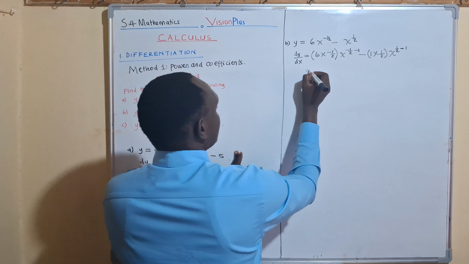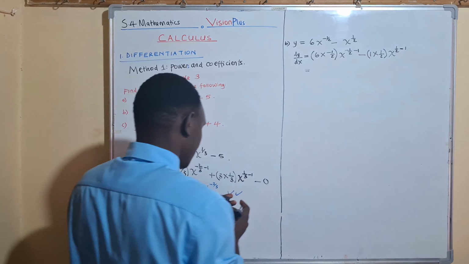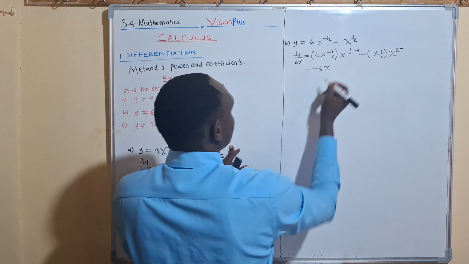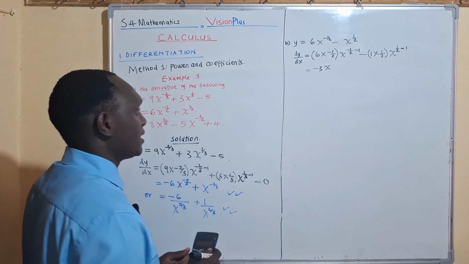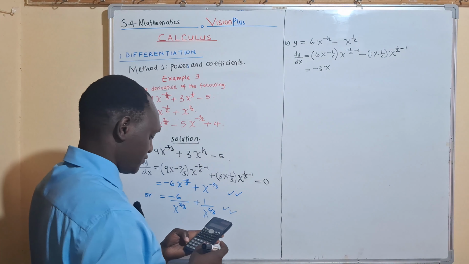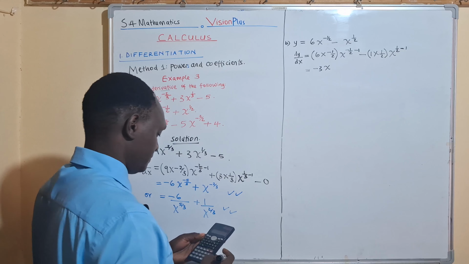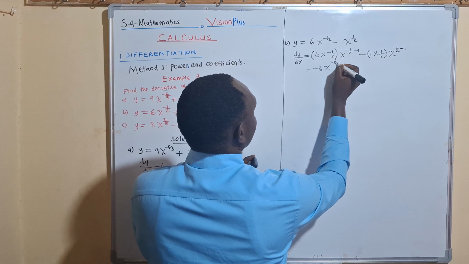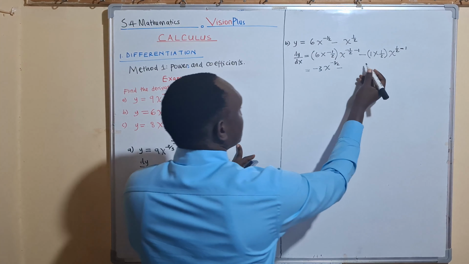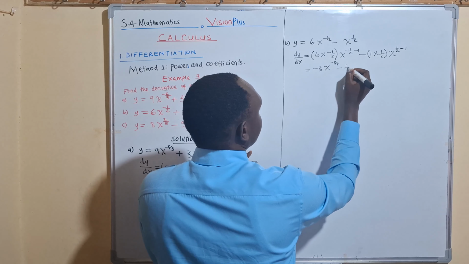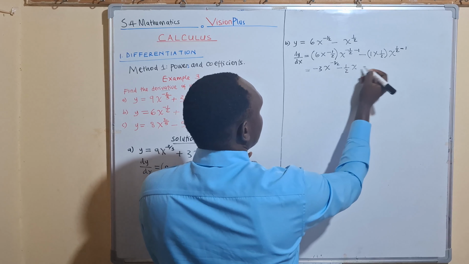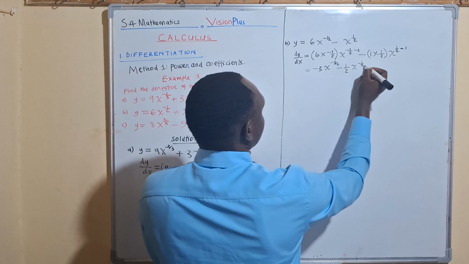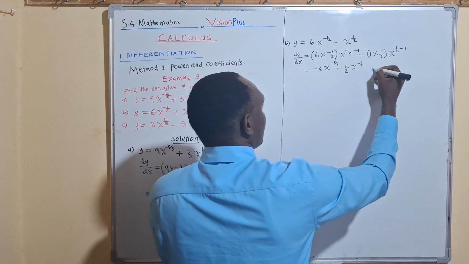Then we simplify. 6 times negative half, negative 3. Negative 3 x power negative half minus 1. That is negative 3 out of 2. Minus 1 times half is a half x. A half minus 1 is negative half. And this is the answer.